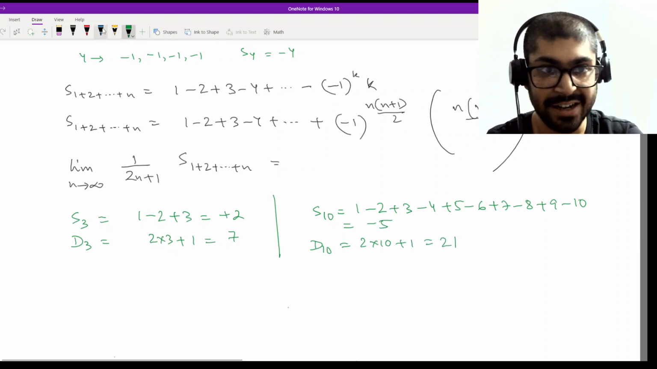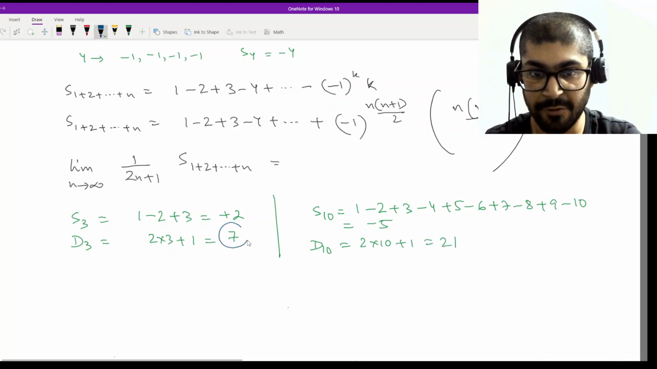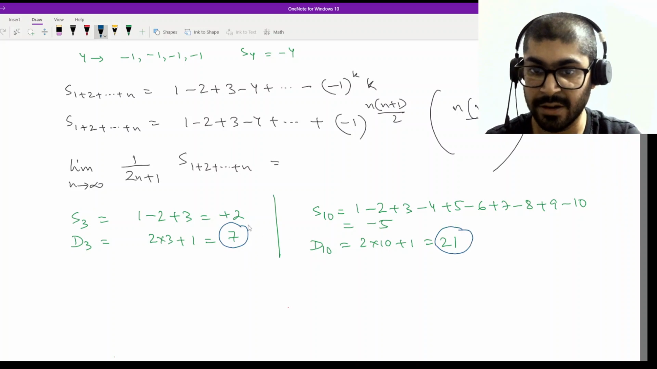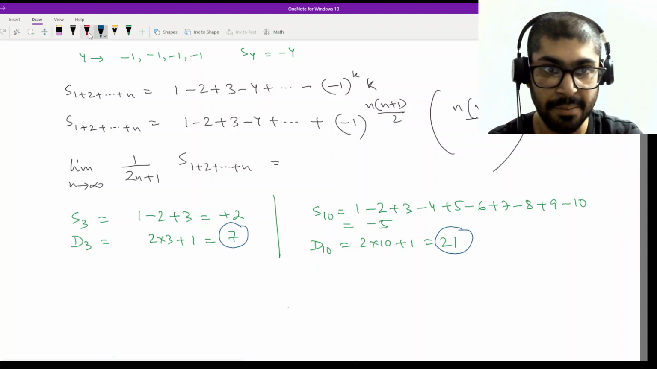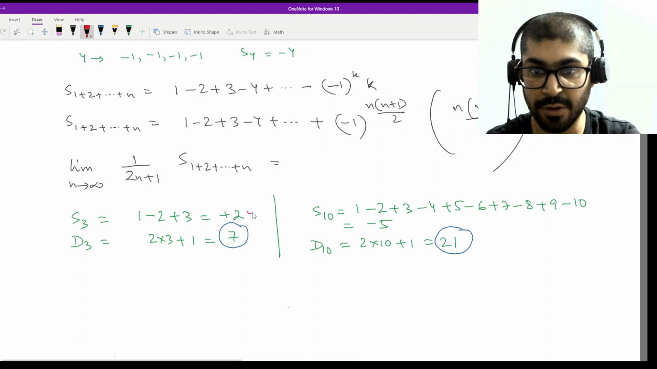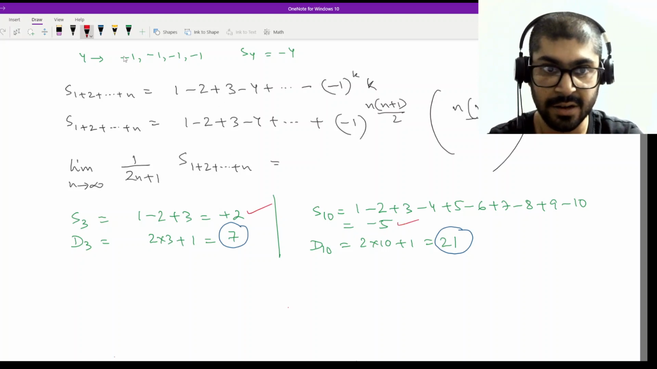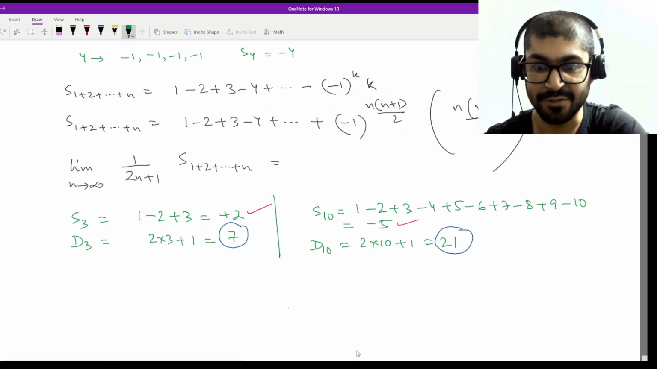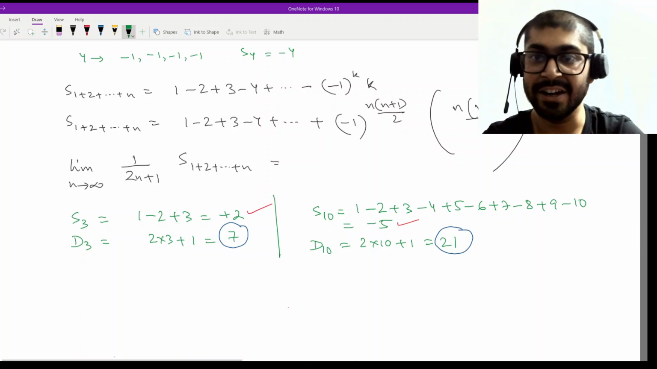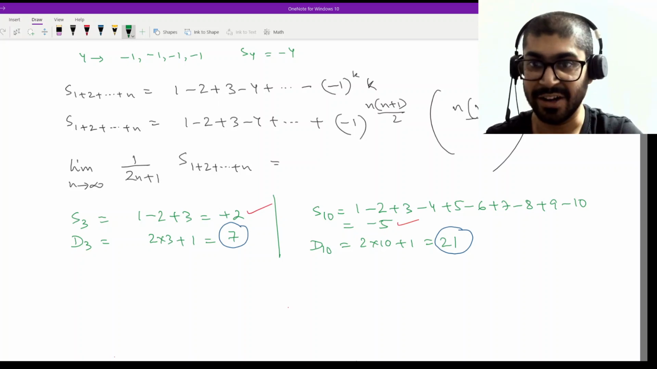So you can see that there was a jump here, right? We went from 7 to 21, increasing, but the numerator went from 2 to minus 5. So there is no fixed direction of the numerator while the denominator keeps increasing. So in that context, what will happen?